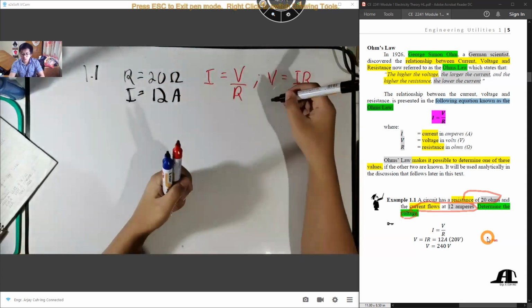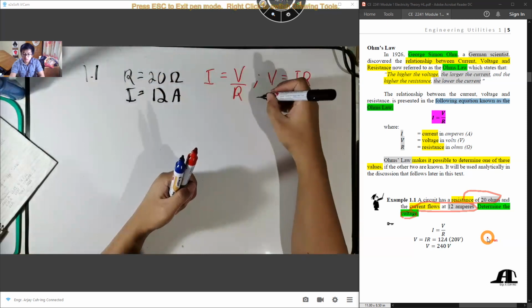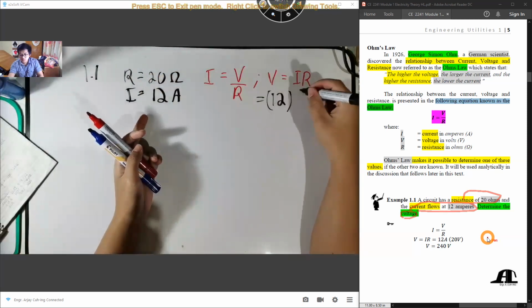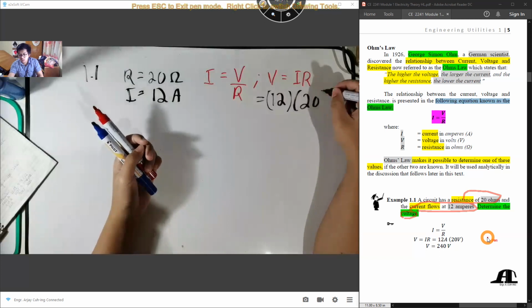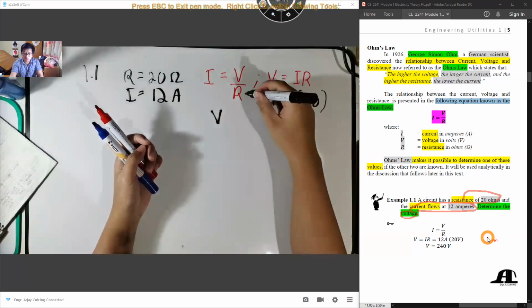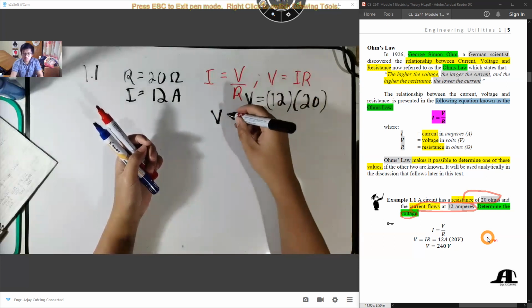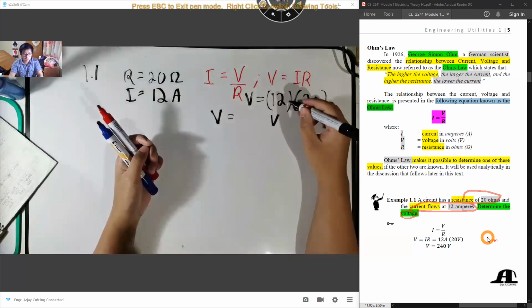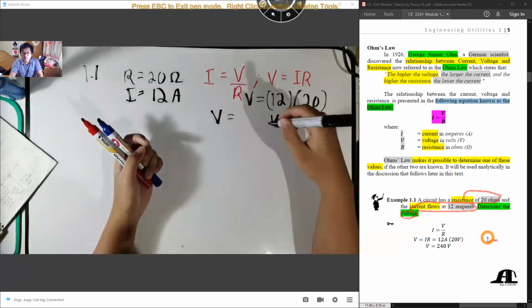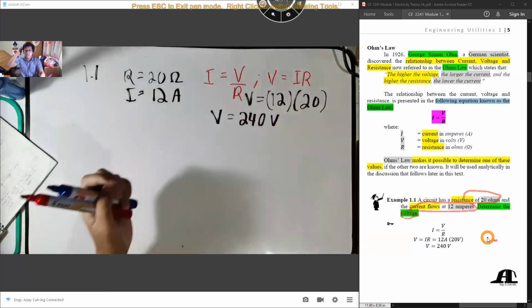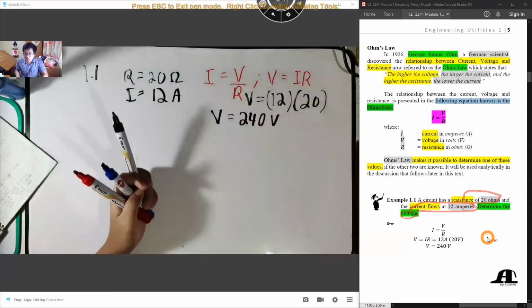Okay? Tapos class, direct sub lang, no? So V class is equal to I, which is 12, times class yung resistance natin class na 20. Okay? So since consistent naman tayo sa units class, di ba naka-amperes naman to? Amperes plus ohms to class. Ibig sabihin class, ang unit natin dito, naka-volts. Okay? So 12 class times 20 is equal to 240 volts. Okay? So ito na yung sagot natin class.